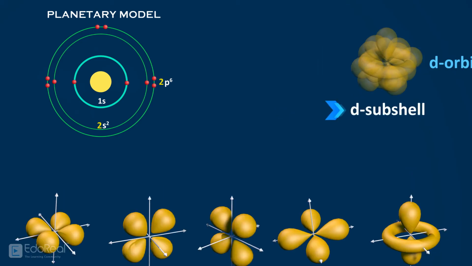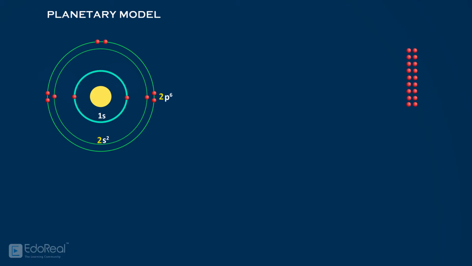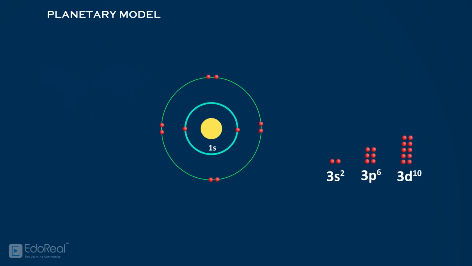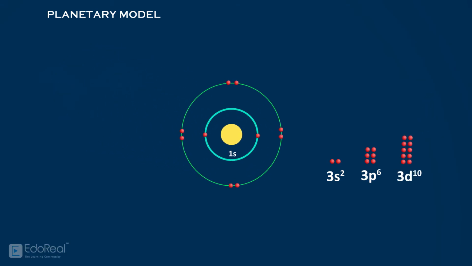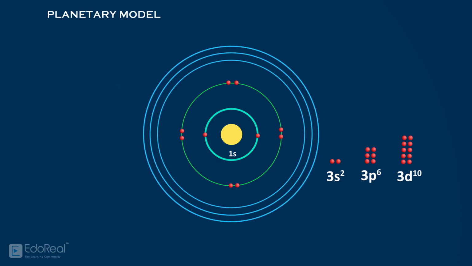As these 18 electrons cover huge space beyond 2s2, 2p6, they are represented as 3s2, 3p6, 3d10. So these 18 electrons are found in the following order: 2 electrons in the s subshell, comprising 1 orbital, 6 electrons in the p subshell, comprising 3 orbitals, and 10 electrons in the d subshell, comprising 5 orbitals.